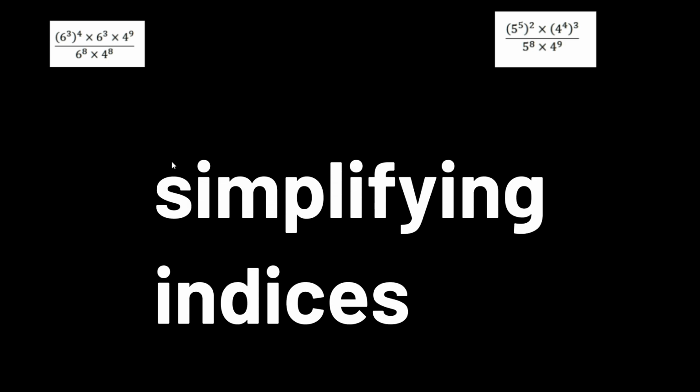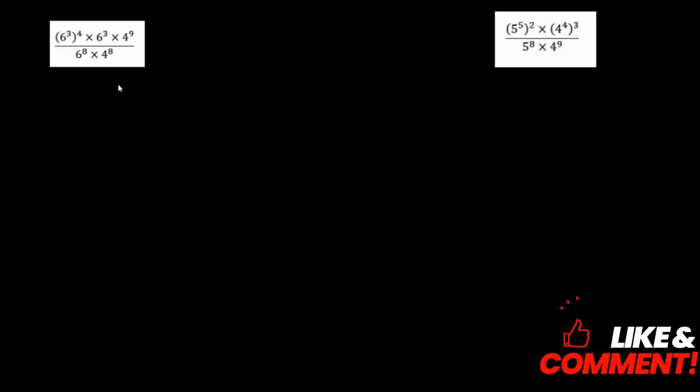In this video, we are going to consider this question on the screen, which is related to indices. We are basically simplifying the following indices. Over here, we have (6 cubed) all raised to the power 4 times 6 raised to the power 3 times 4 raised to the power 9, all over 6 raised to the power 8 times 4 raised to the power 8. We are trying to use the three main laws of indices, which are the product rule or law, the quotient rule or the division law, and the power of a power rule. So let's use the product rule, the quotient rule, and then the power rule to solve this one.